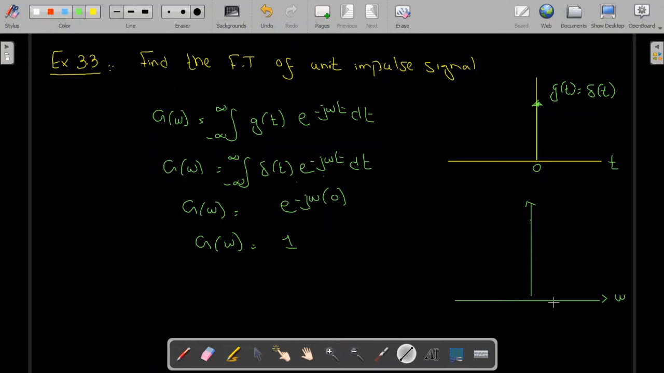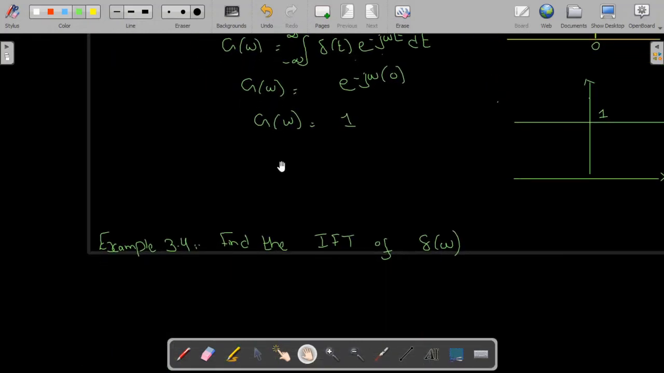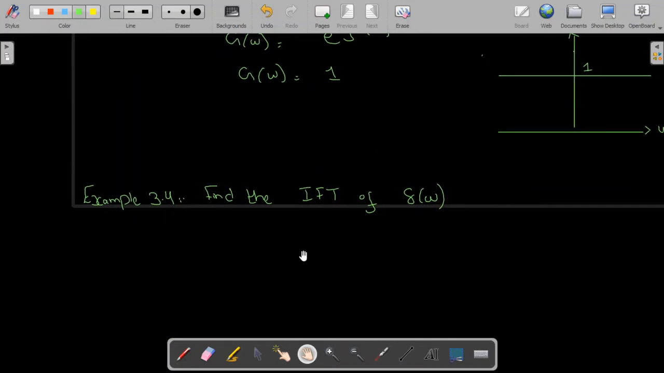If you want to plot it in the frequency domain, I can plot it like this. So this is my 1, and throughout the range we have 1 over here. Next example is to find the inverse Fourier transform of delta of omega.